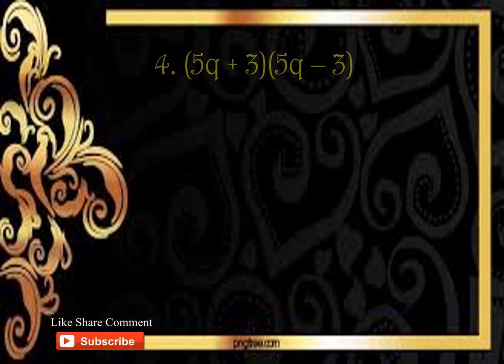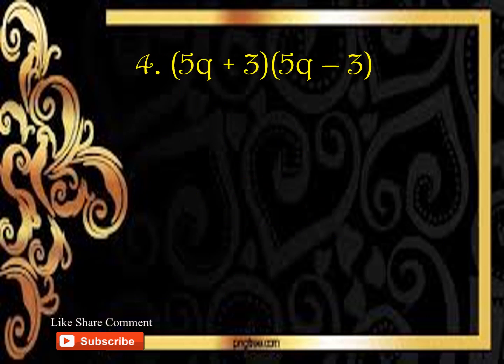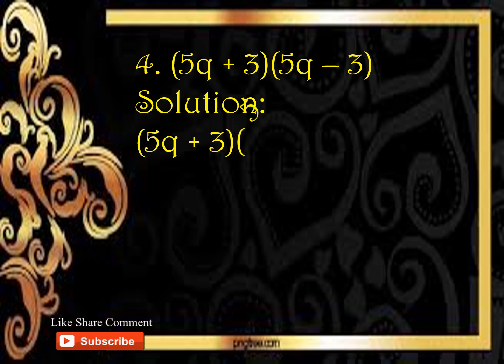So, let's have number 4. Quantity 5q plus 3 times quantity 5q minus 3. So, solution. We can use the distributive property or the FOIL method.